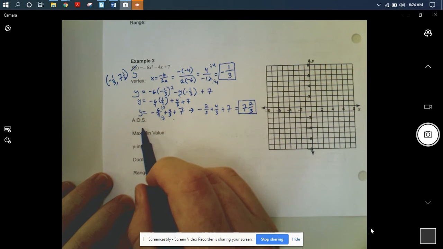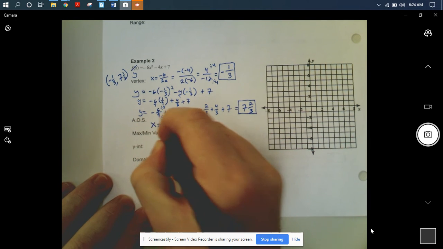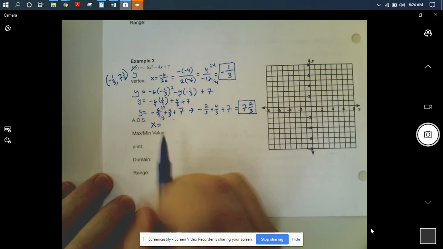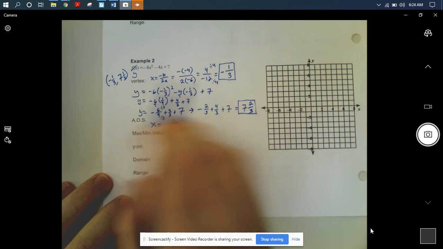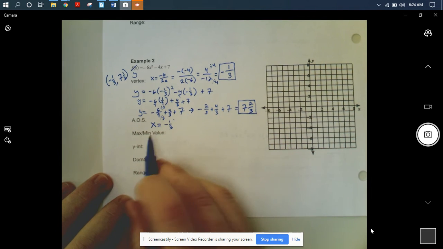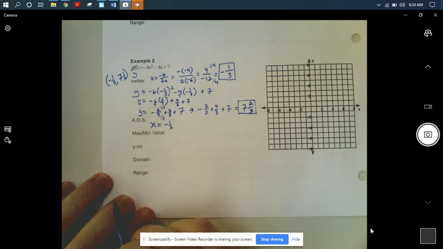Our axis of symmetry is always going to be x equals a number. The number that we're going to use is the x coordinate of our vertex, which was negative 1/3. So x equals negative 1/3.